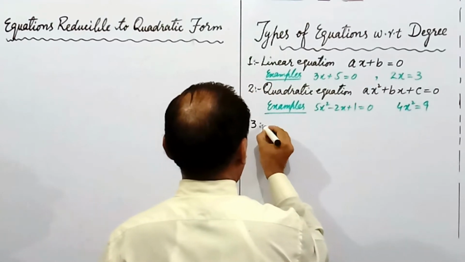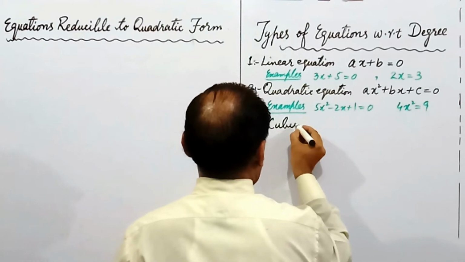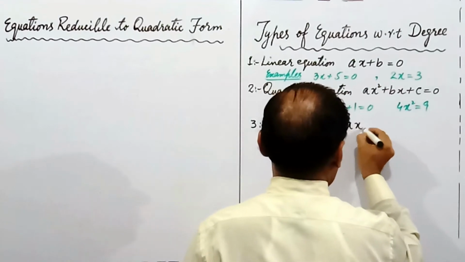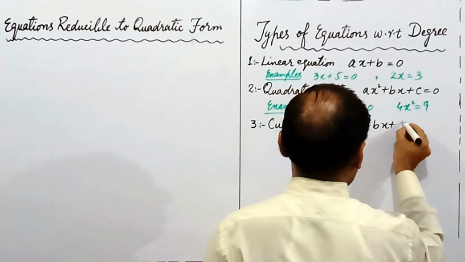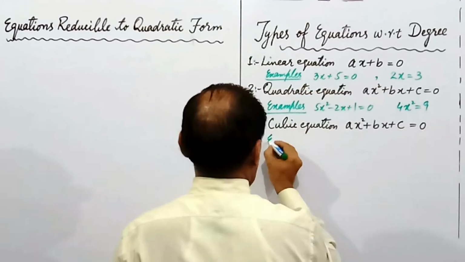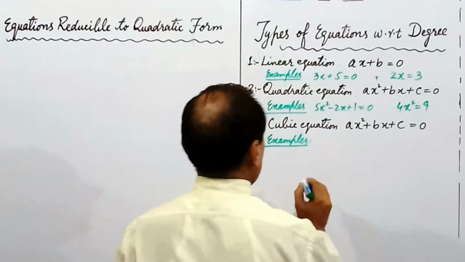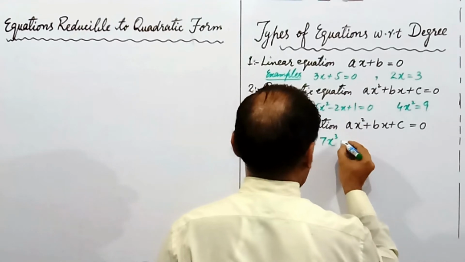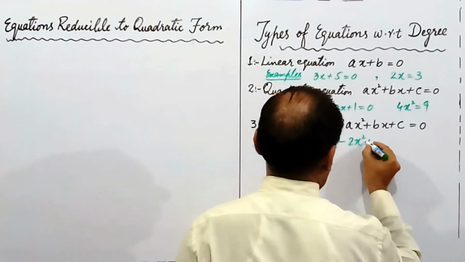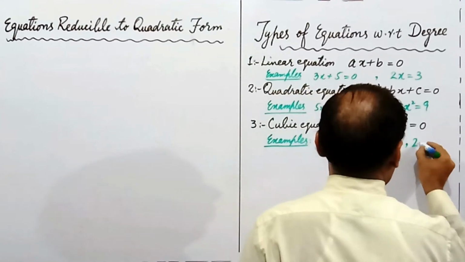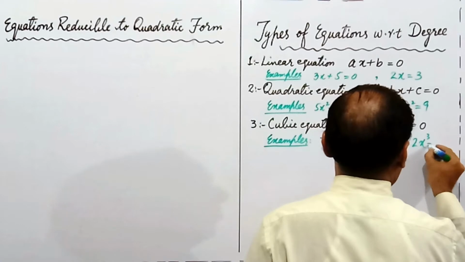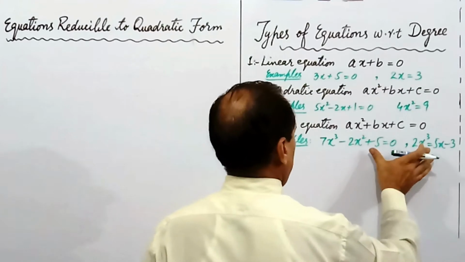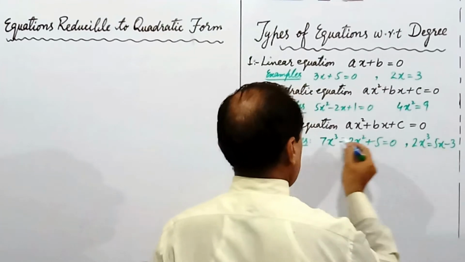Number 3, cubic equation, that is ax cube plus bx square plus cx plus d is equal to 0. Examples for the cubic equations are 7x cube minus 2x square plus 5 is equal to 0, 2x cube is equal to 5x minus 3. These are the cubic equations as their highest degree is 3.